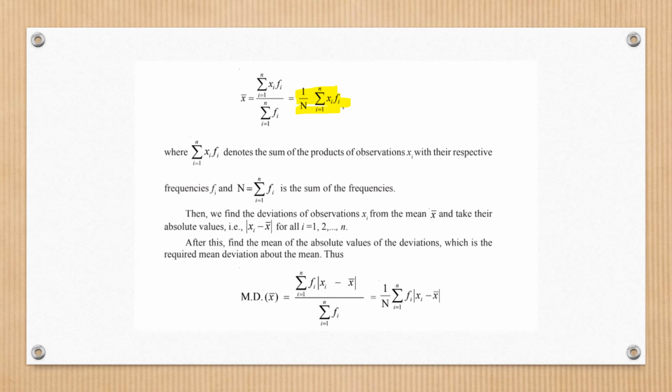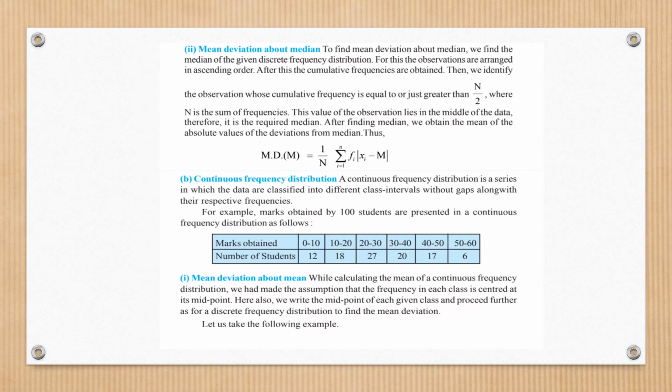Then I'll calculate my xi minus x bar in a similar way. And mean deviation I have to calculate here, because frequency is involved, so I'll use summation fi times the modulus of xi minus x bar, upon n. Mean deviation about median: here I'll calculate my median first, and mean deviation will be 1 upon n times summation fi times the modulus of xi minus M, where M is your median.